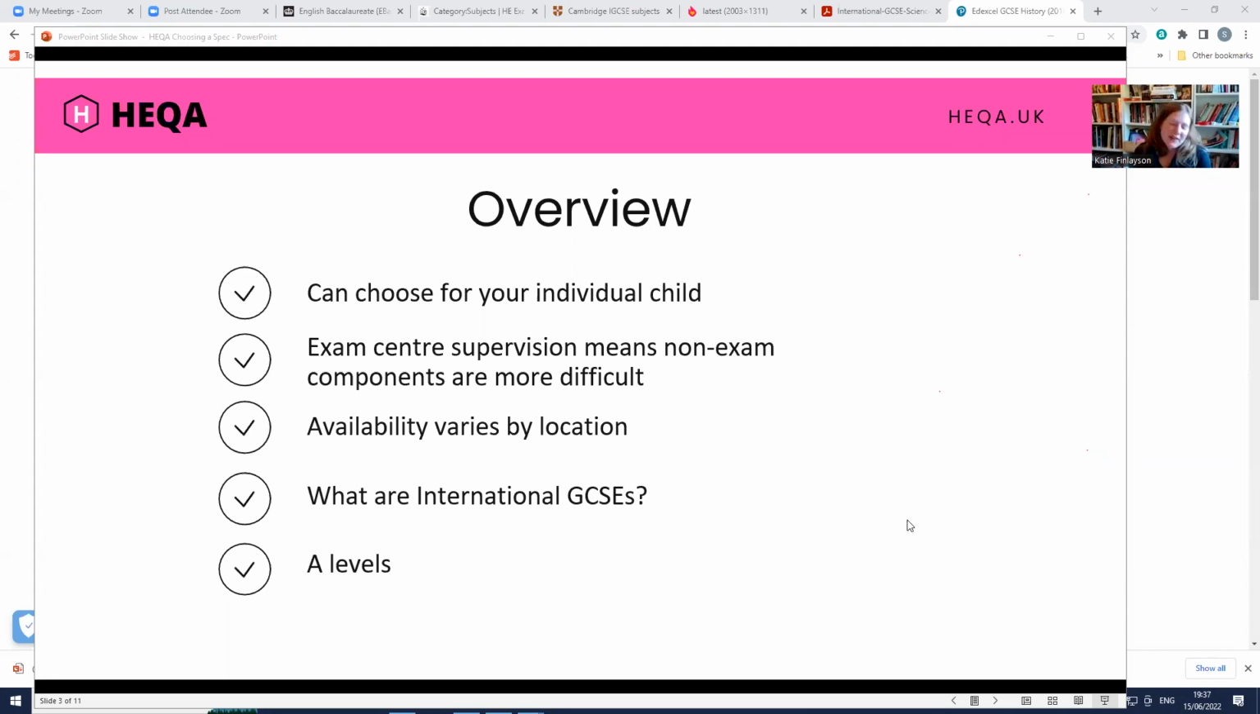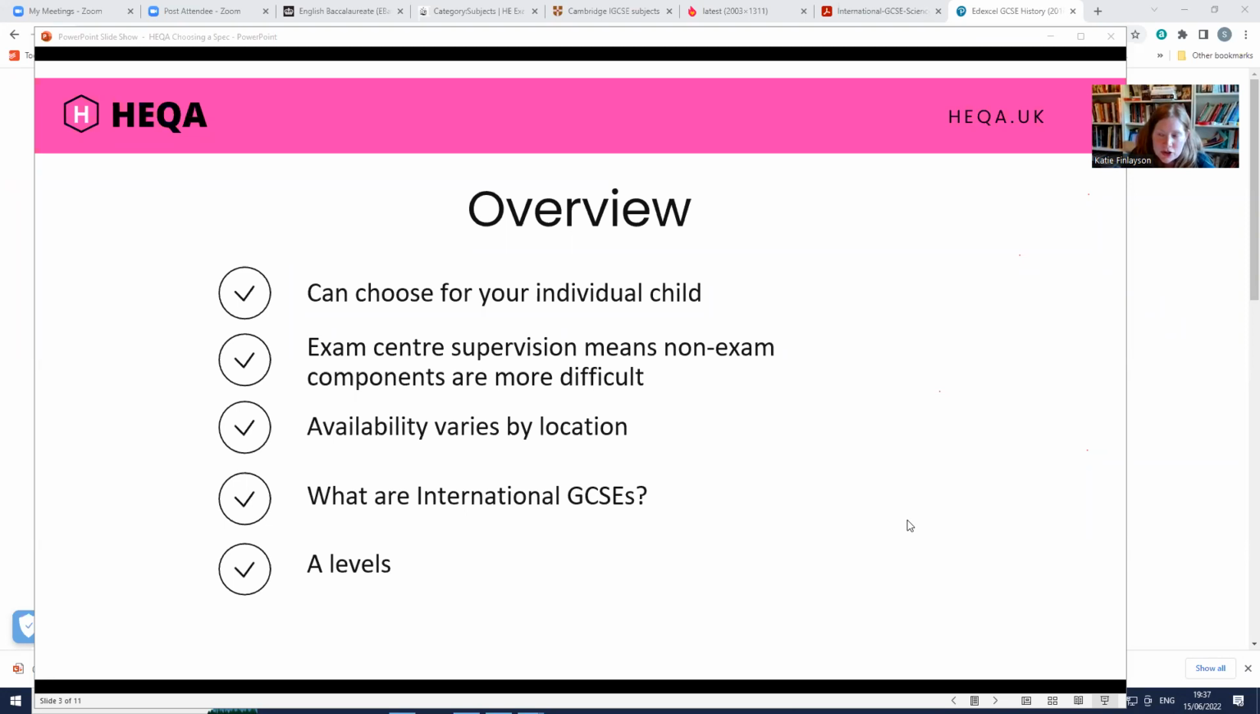And the only way they can really do that is if the exam centre that's responsible for ensuring that supervises your child somehow during that process. So it's not as straightforward as you write a bit of coursework and you bring that along to the exam centre and they mark it, because that doesn't have that level of verification where they can be 100% sure that it was your child that did it and they didn't have any extra help.